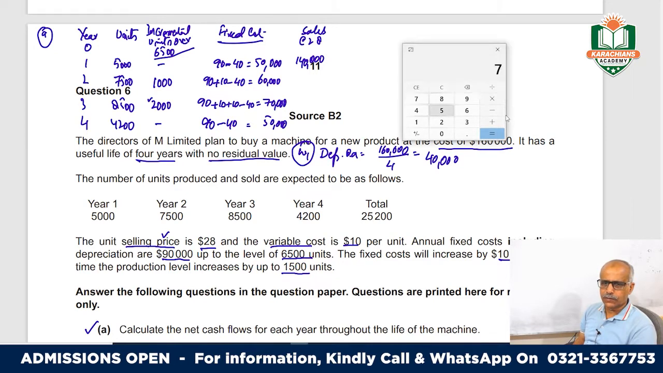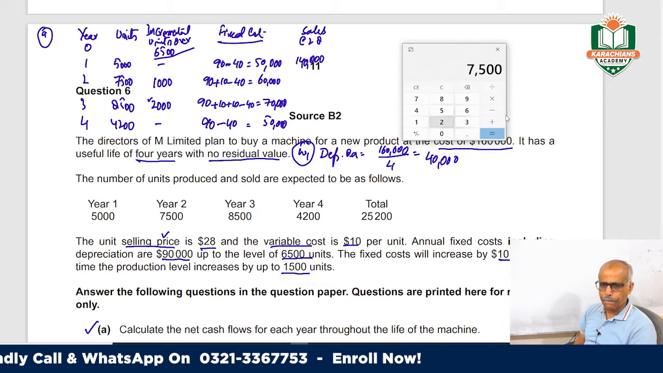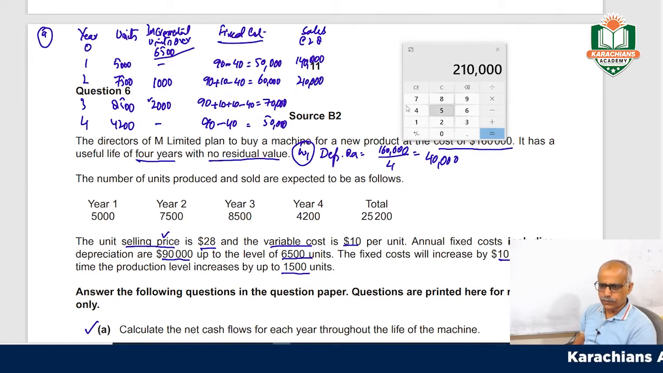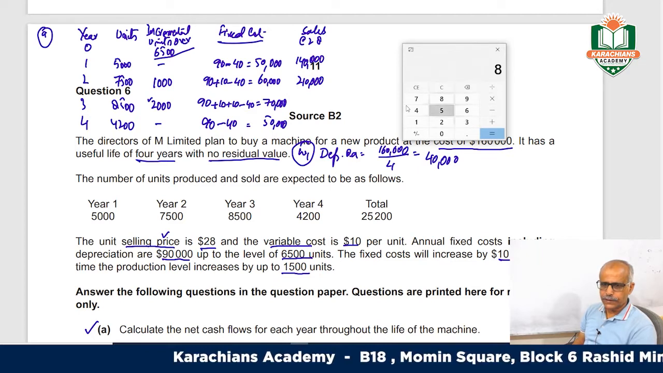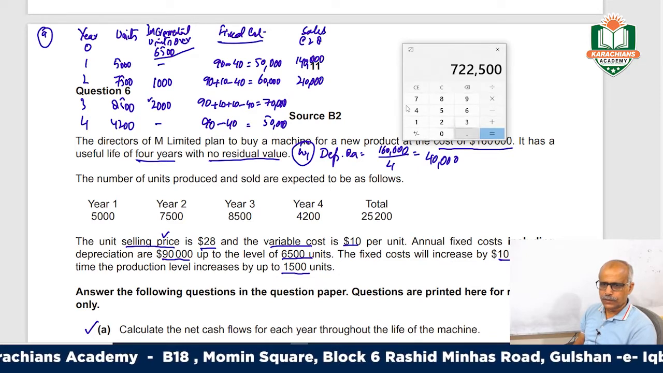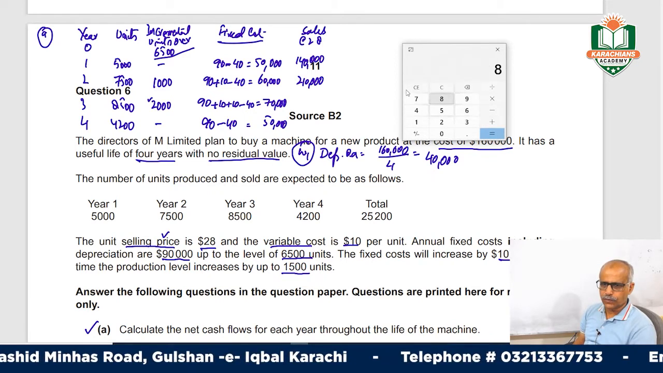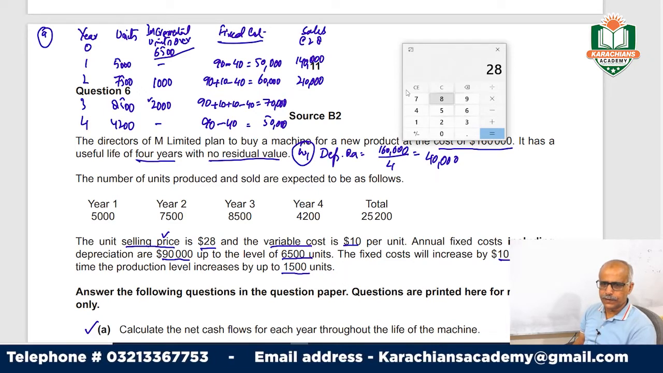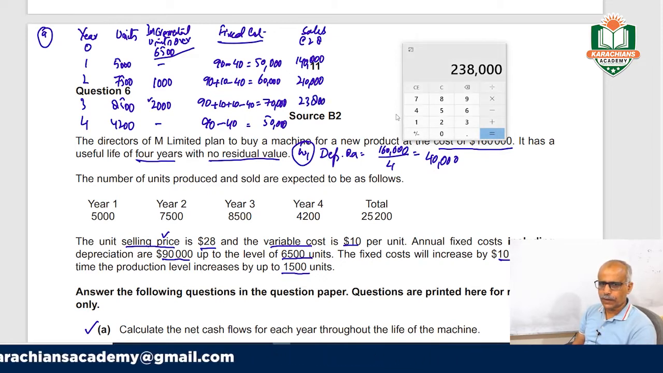And then 7,500 are your units, multiplied by 28 selling price, this will be 210,000. Then 8,500 units multiplied by 28, this is 238,000 sales.